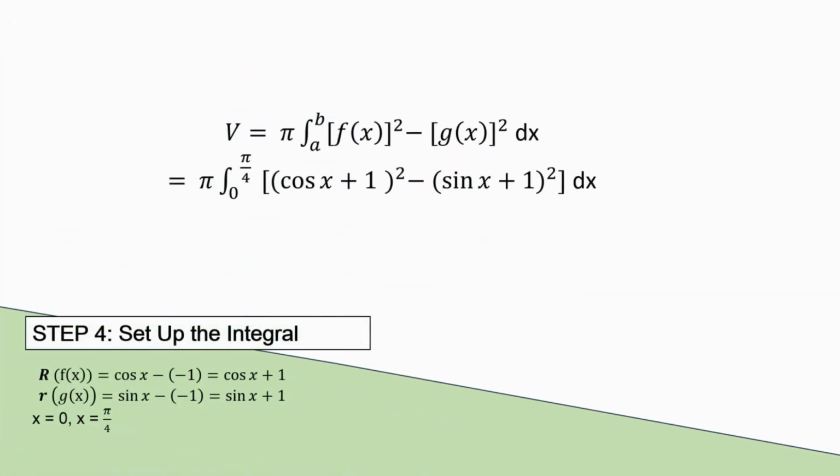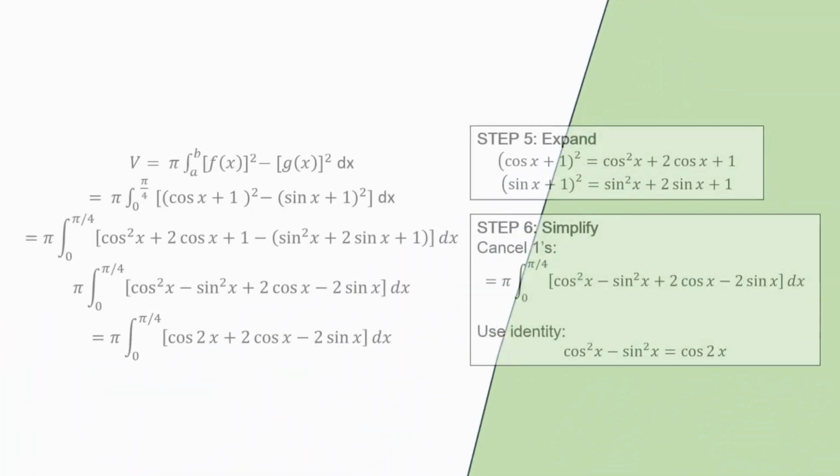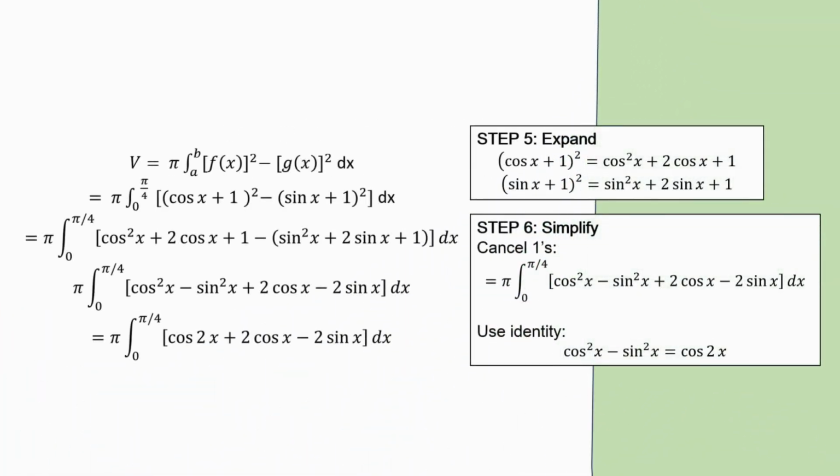Next, we set up the integral. Substituting the outer and inner radii in our formula, we get volume equals pi times the integral from 0 to pi over 4 of the quantity cosine x plus 1 squared minus sine x plus 1 squared, with respect to x. Next, we expand both squares. So cosine x plus 1 squared becomes cosine squared x plus 2 cosine x plus 1, and sine x plus 1 squared becomes sine squared x plus 2 sine x plus 1.